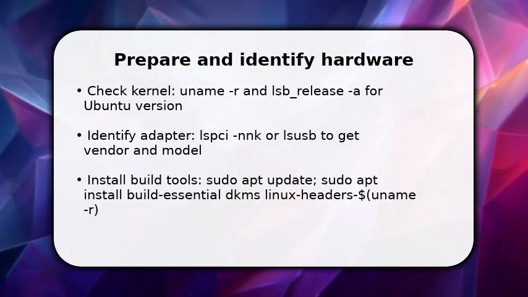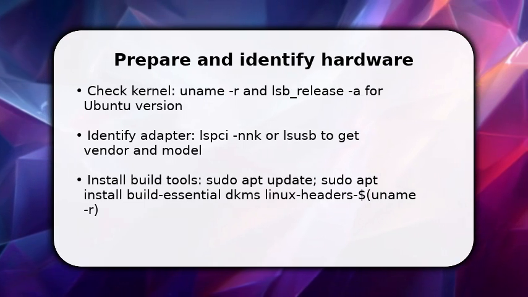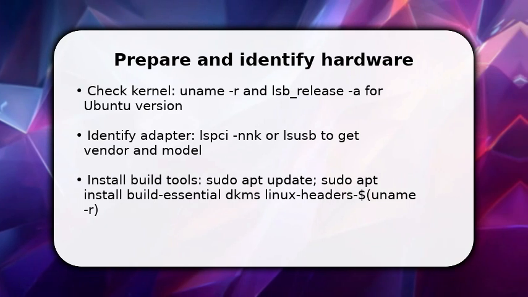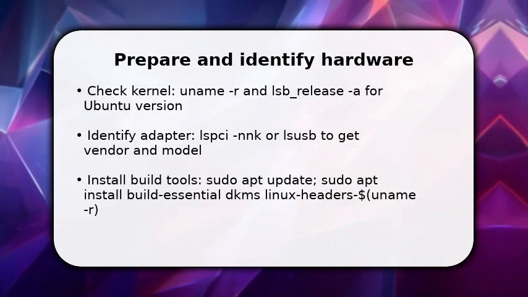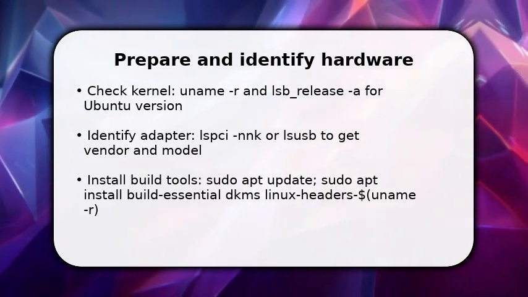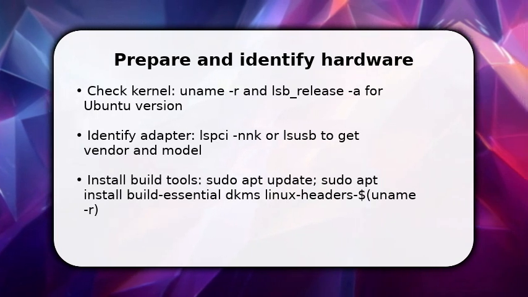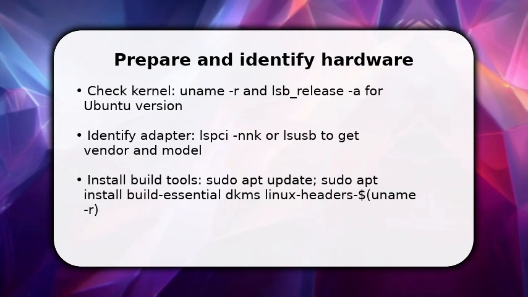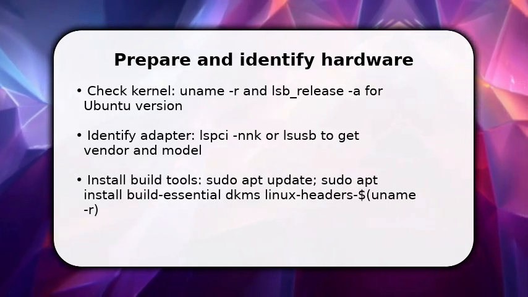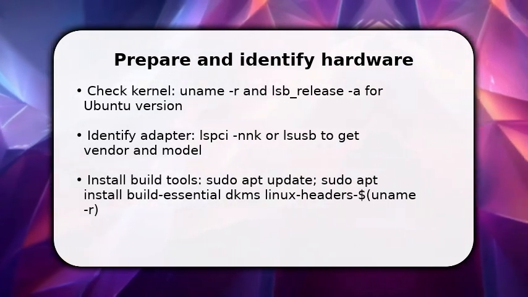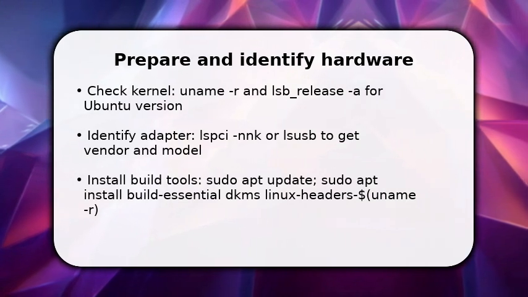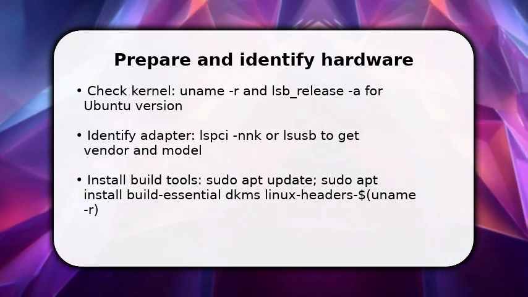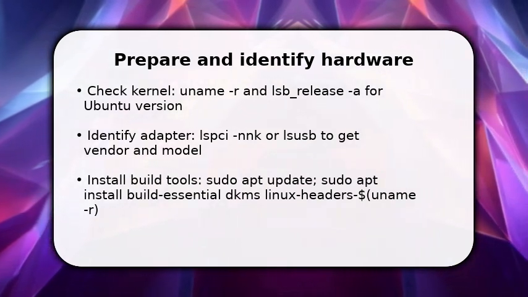You start by confirming what you're working with and getting tools ready. First, run uname -r and lsb_release so you know the kernel and Ubuntu release. Then list devices with lspci -nnk or lsusb to find the Wi-Fi chipset and current driver. Once identified, update package lists and install build-essential, DKMS, and matching Linux headers so you can compile or install a module. These steps ensure you have compatible headers and a safe environment to update drivers.